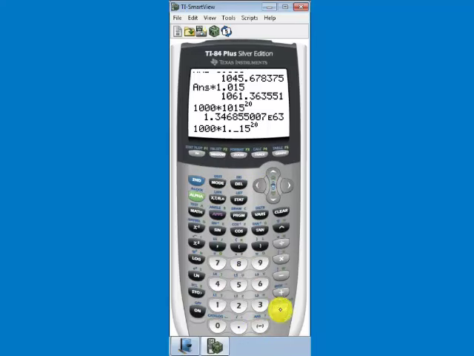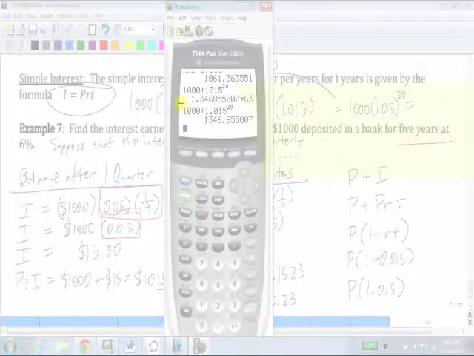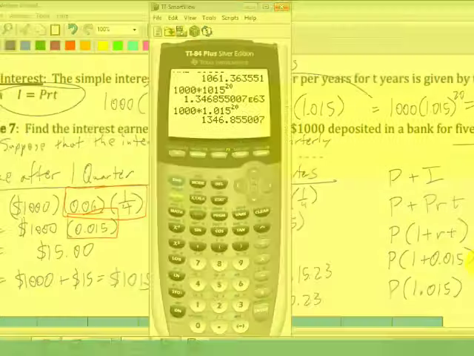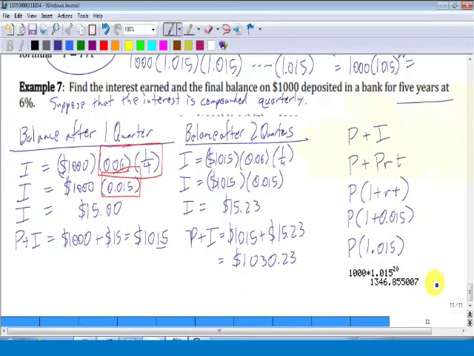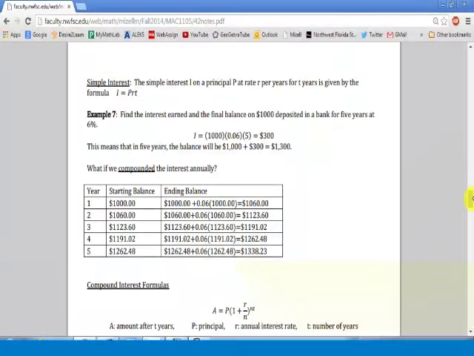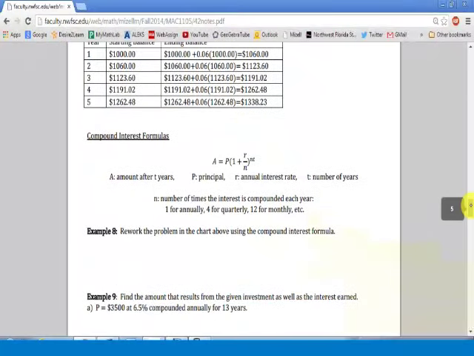Let's try that again. If you take 1,000 and multiply by 1.015 to the 20th power, it's $1,346.86. There we go. So that's the amount in the account, including the original 1,000, of course, if we compound quarterly. Now we've got a formula for that, so we don't have to sift through that each time.